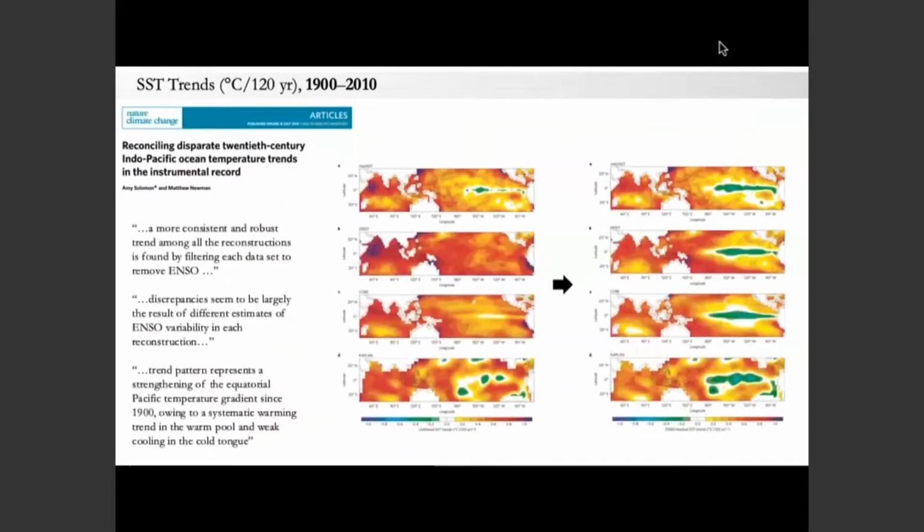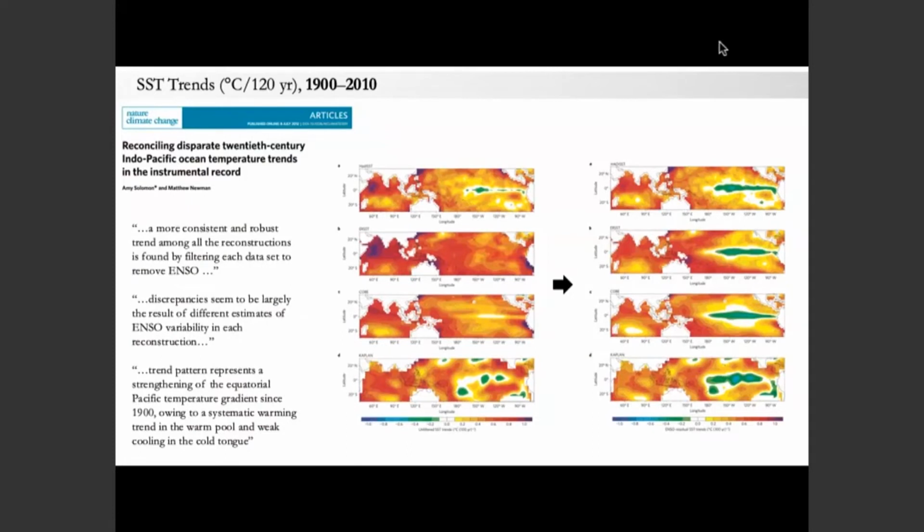And that actually reminded me of a paper about a decade ago by Amy Solomon and Matt Newman, where they came up with a fairly sophisticated way, not just linear regression, but a sophisticated sort of multivariate way of removing the ENSO signal from the records first, and then computing the trends. And that's what you're seeing there. The first stack of plots are just the 4 SST trends from the instrumental records, just straight out of the box. And then on the right, it's after removing the ENSO signal.